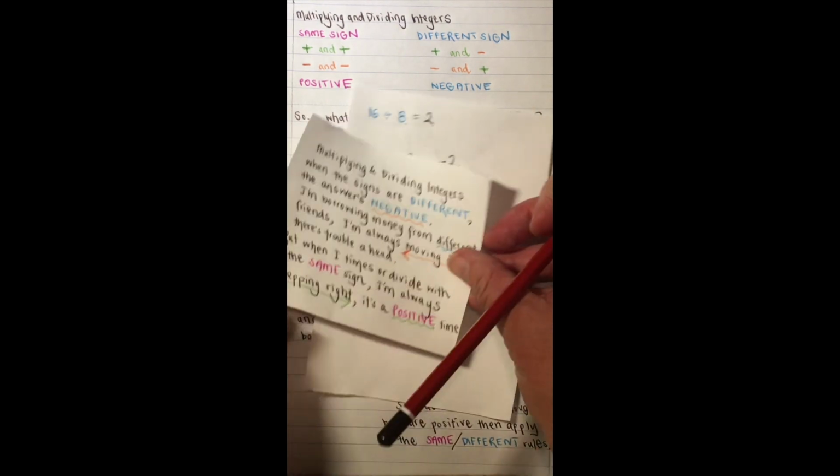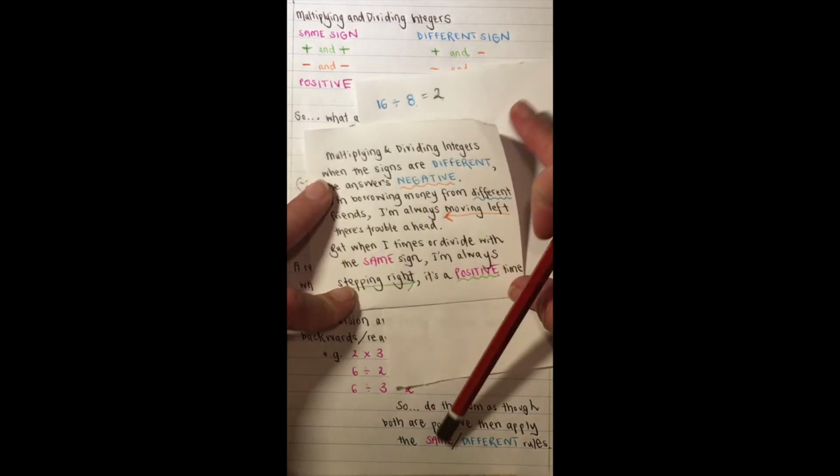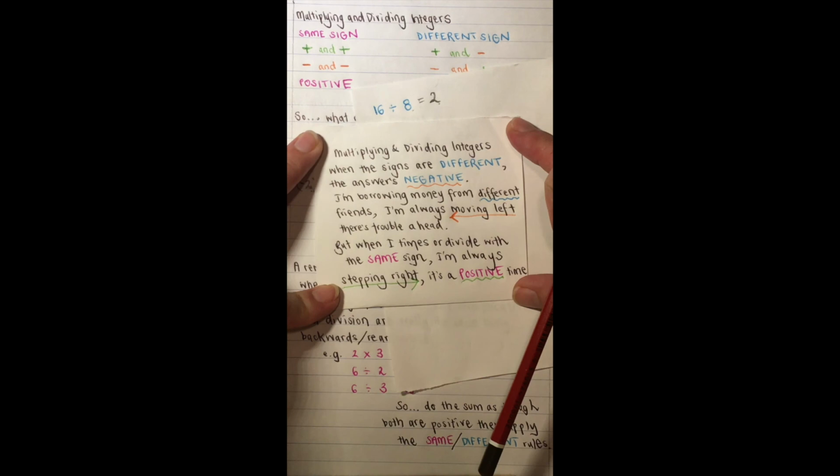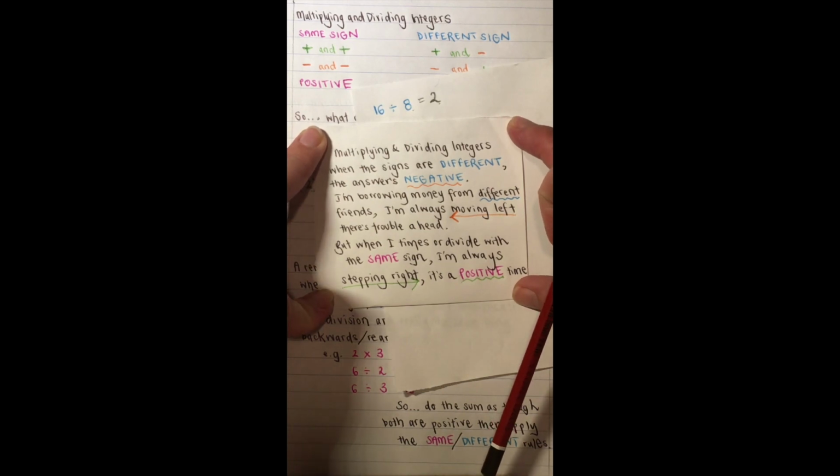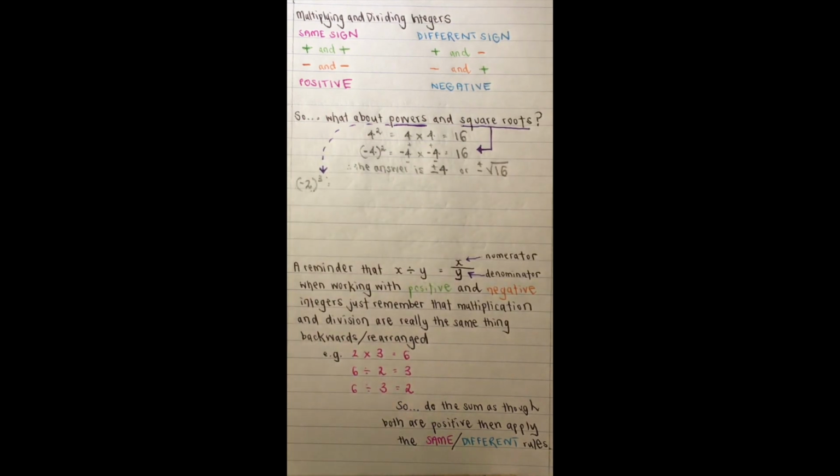Let's remind ourselves one last time. Multiplying and dividing integers when the signs are different, the answer's negative. I'm borrowing money from different friends. I'm always moving left. There's trouble ahead. But when I times or divide with the same sign, I'm always stepping right. It's a positive time.